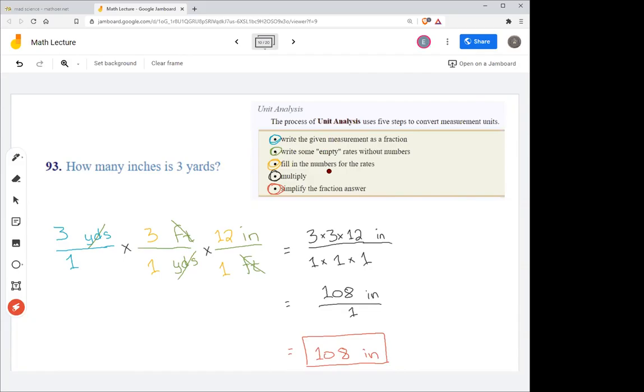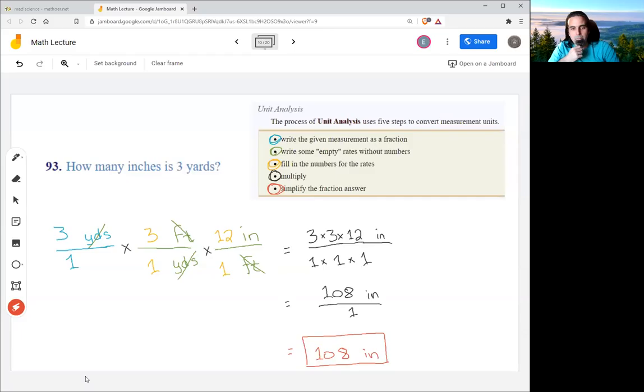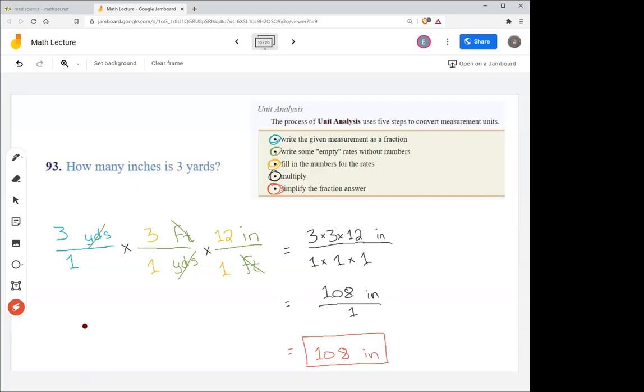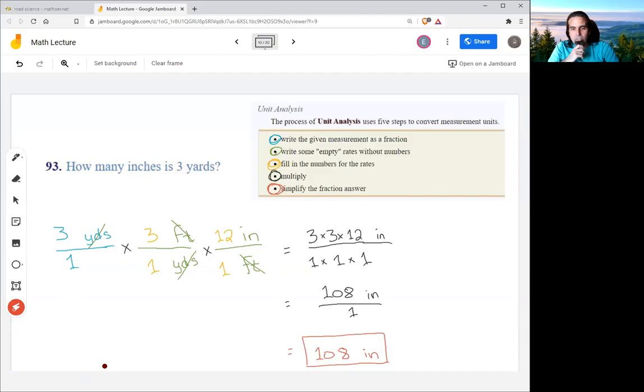Questions on this one? How are people feeling about unit analysis? I'm a little baffled with it. Okay, let's keep doing more of them, right? Again, this is like riding a bicycle. Can you do this kind of problem without unit analysis? Yes, but it's risky, right?